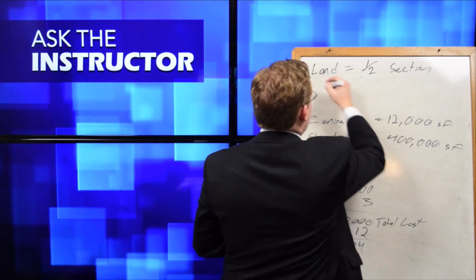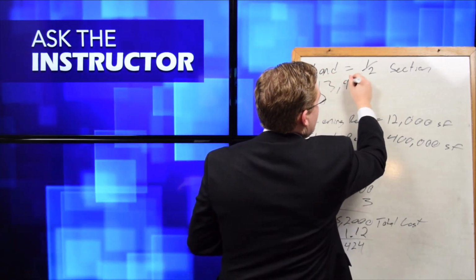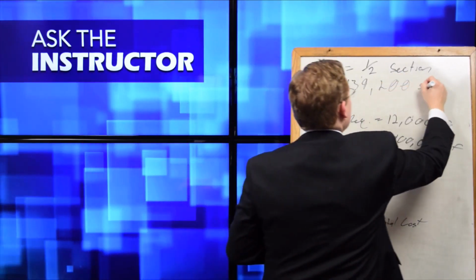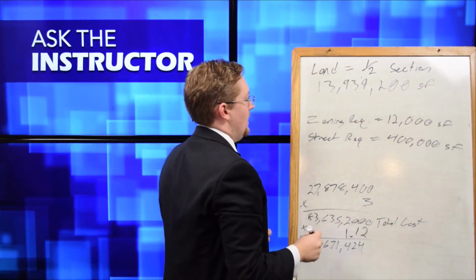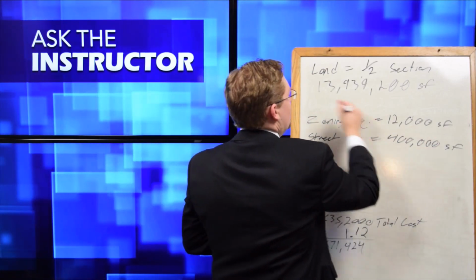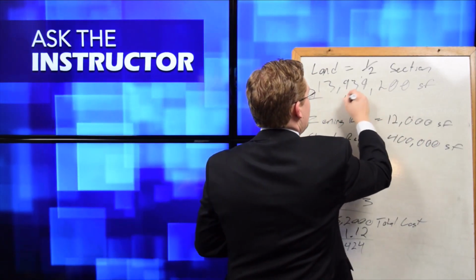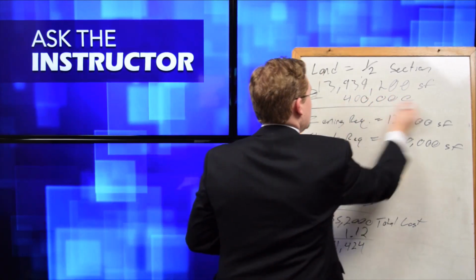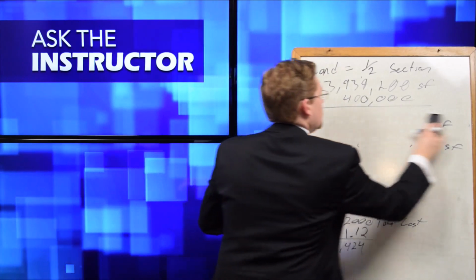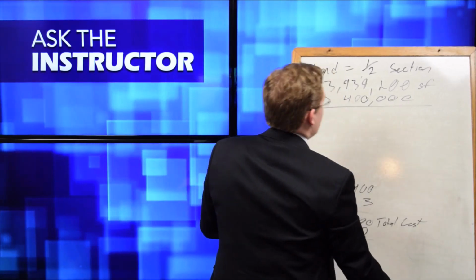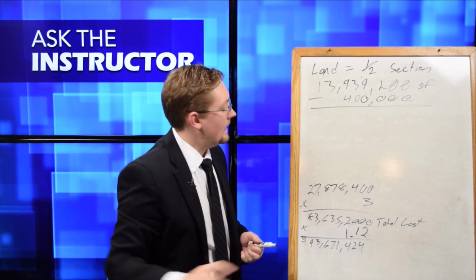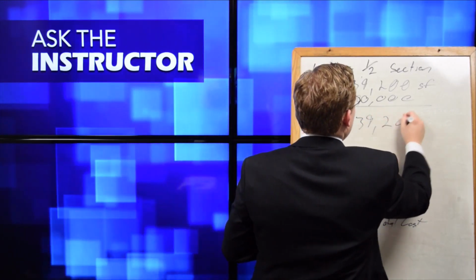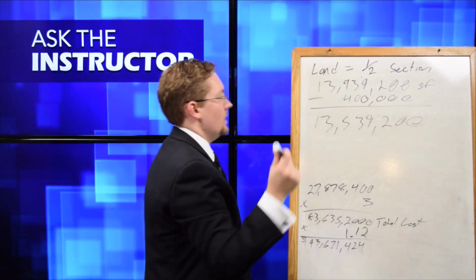I probably shouldn't have erased our square footage, which was 13,939,200 square feet. So that's how many square feet of property we have here. Now we need 400,000 square feet of roads and open spaces and so on. So we're going to subtract out this 400,000. When we take that out of here, we should end up with 13,539,200 square feet. Double check my math. Should be all right.